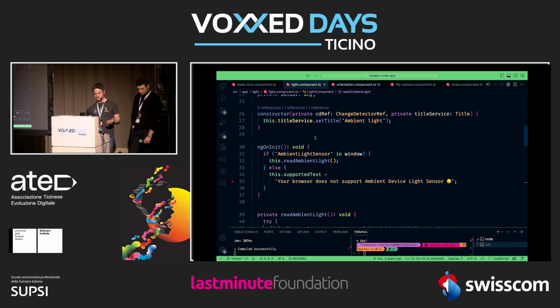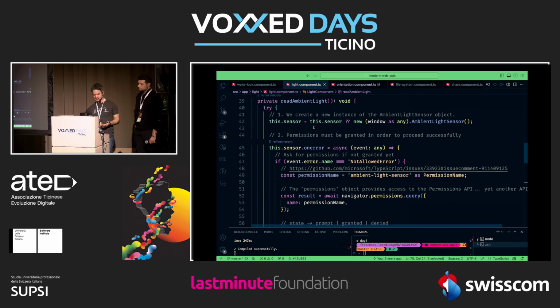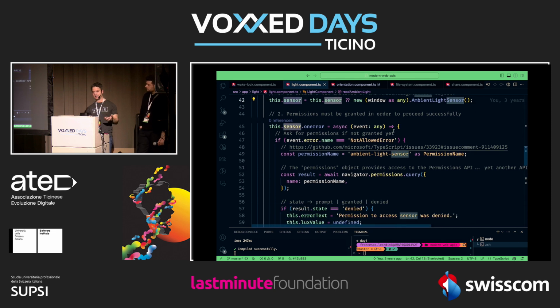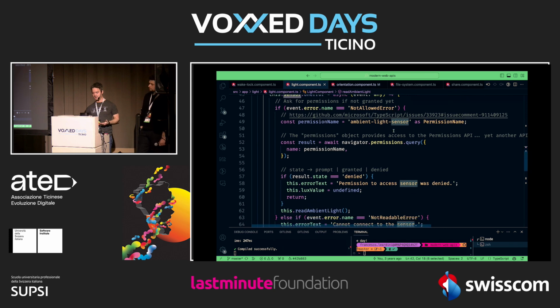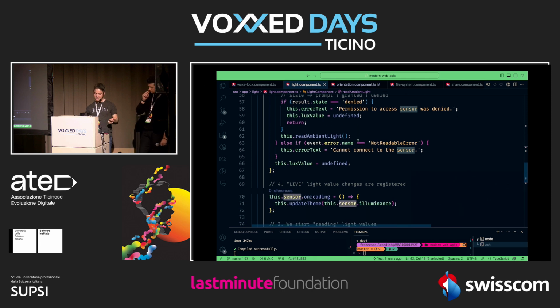Still, it's good to know that we can play with it nevertheless. Also, the usage is pretty simple. Of course, we have to check if it's allowed or not, and then we create an instance of this ambient light sensor. For this sensor object we have to go through the Permissions API, yet another web API that allows the user to grant permission or not. If the user denies, we cannot do anything. But if not, then we can start reading.